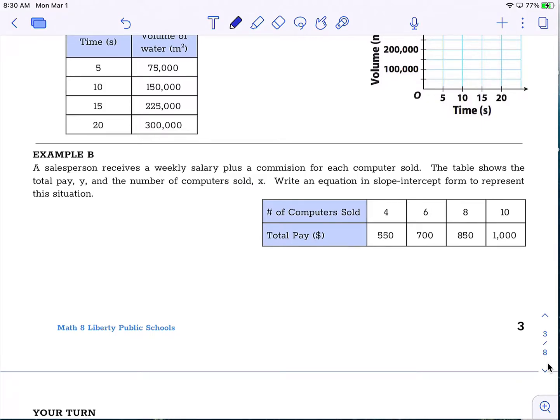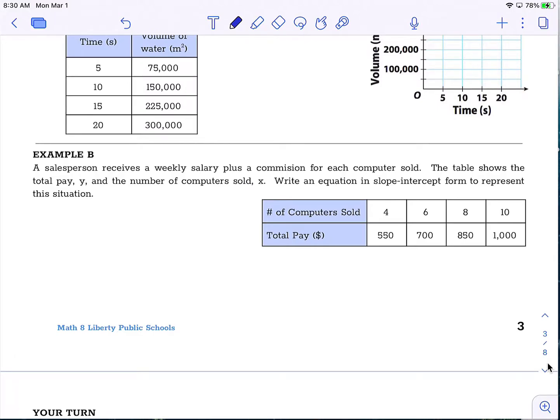When you're looking at the table and it says 4 computers sold in the total pay, that means if you sell 4 computers, you get $550 for the week. That's your weekly salary plus any commission you get. Same thing for 6 computers, you get $700. 8, you get 850. 10 is 1,000. Obviously, the more you sell, the more money you're going to make.